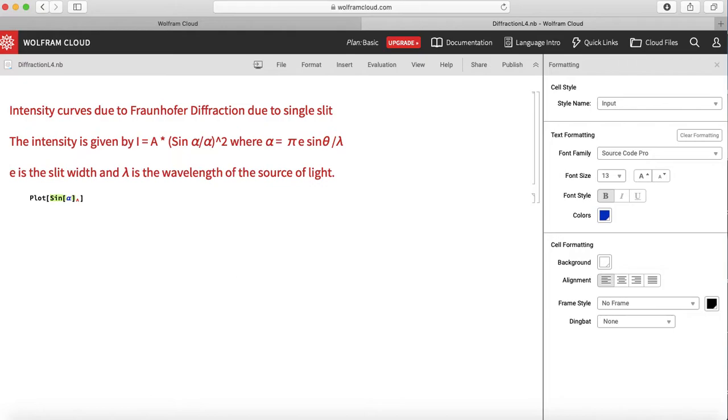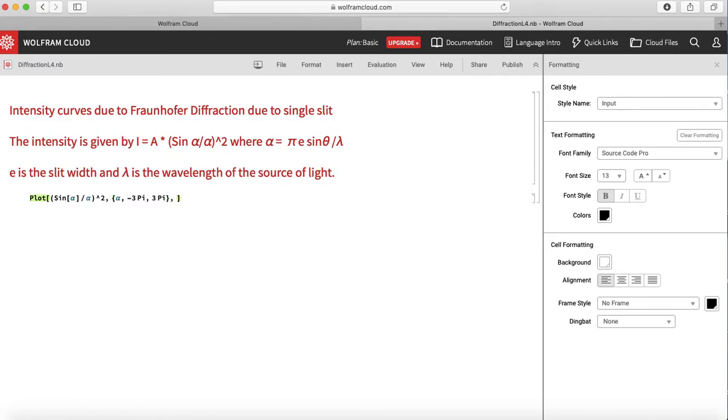alpha. In order to write some symbols, you can use escape, write alpha, escape. Okay, sine alpha by escape, alpha, escape. Okay, and then you can make this square, to the power 2. Okay, and then I need to specify the range of alpha which I would like to plot. Alpha, comma, I would like to take minus 3 pi to 3 pi.